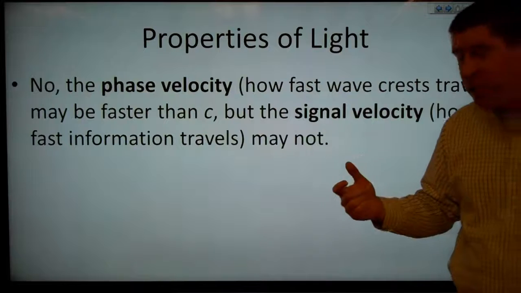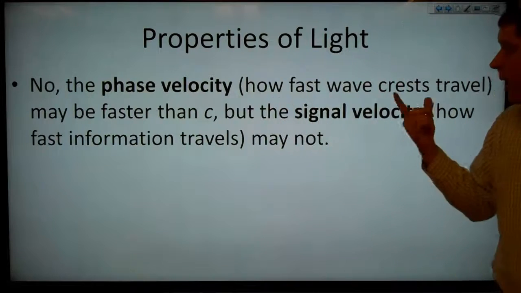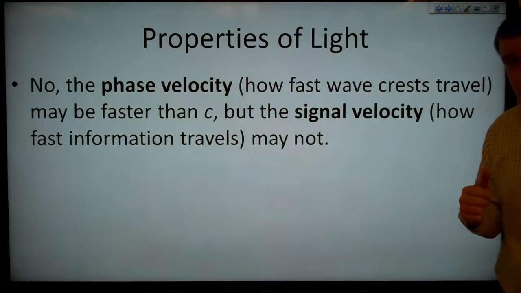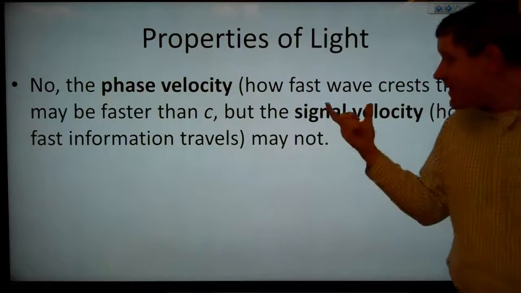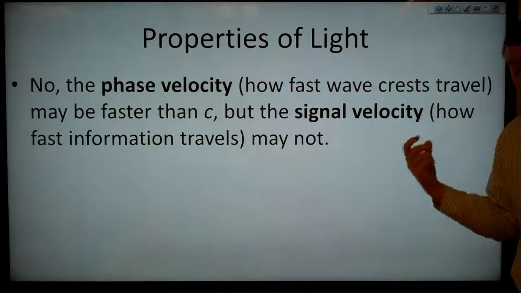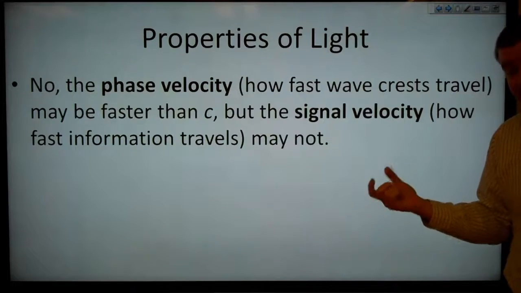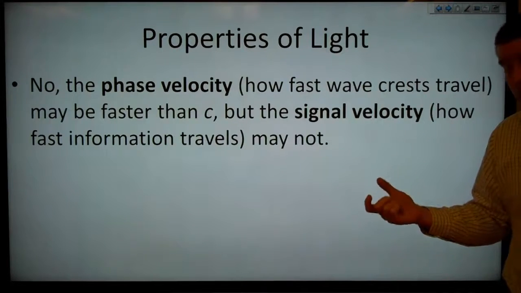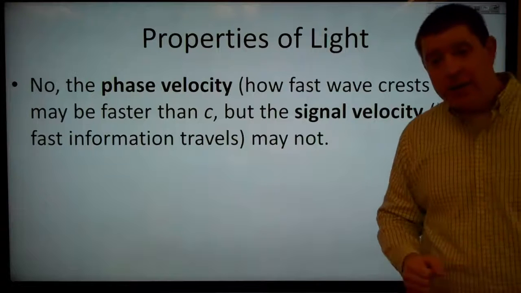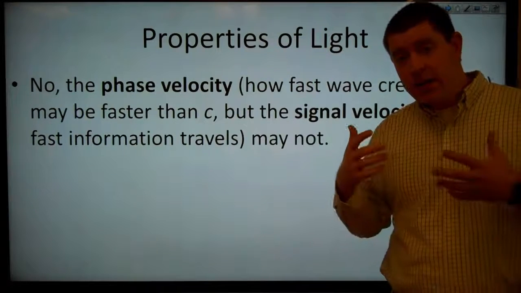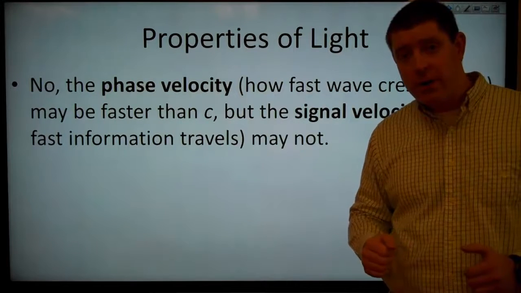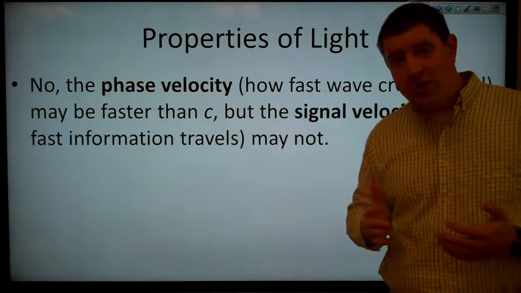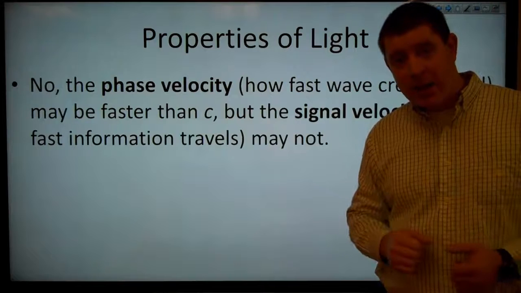In fact, no. The phase velocity, or how fast the wave crests are traveling, can in fact be faster than c. But the signal velocity, that is, how fast information travels, cannot. So this is one of the keys to the theory of relativity, that the signal velocity, how fast information can travel throughout the universe, is fixed at no faster than the speed of light in a vacuum.